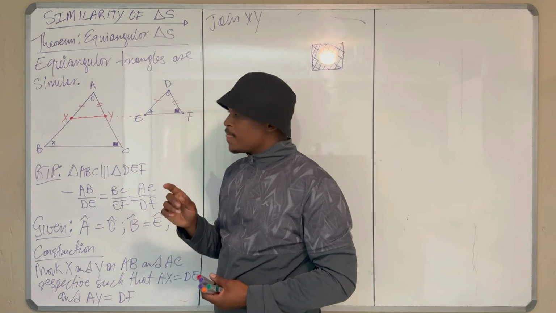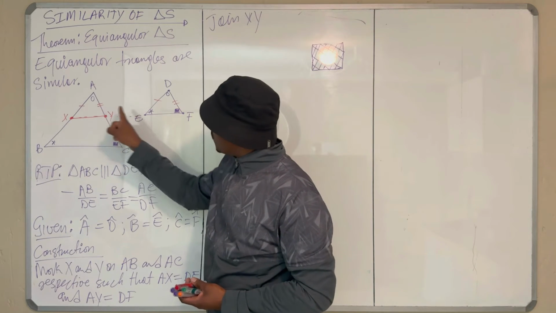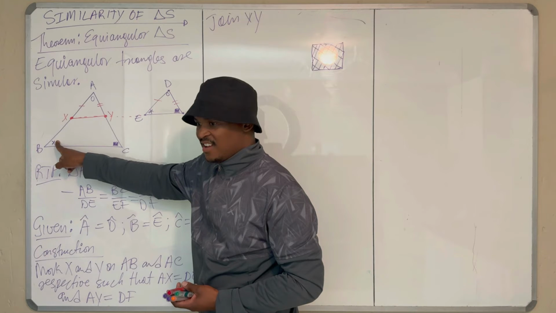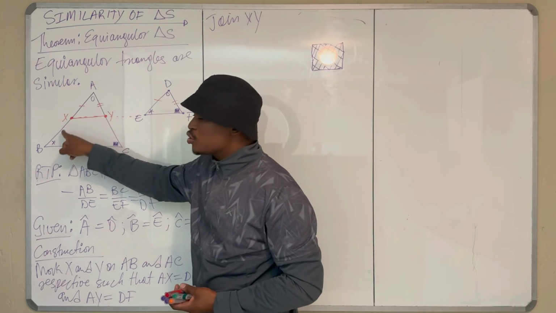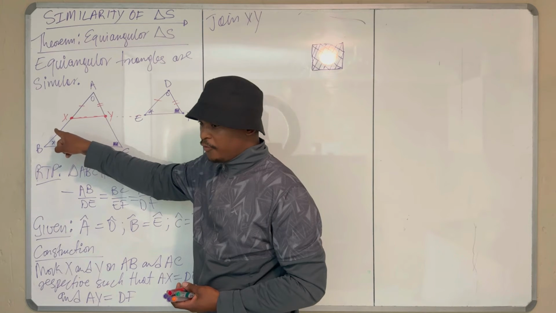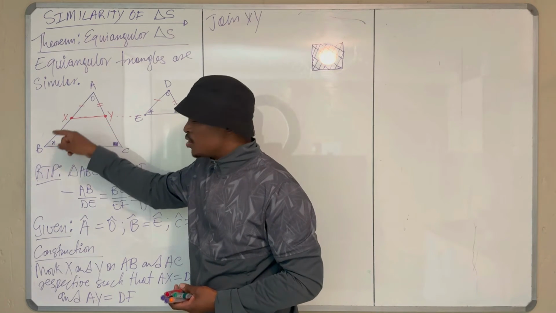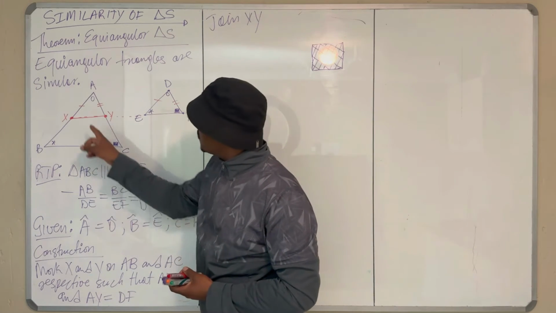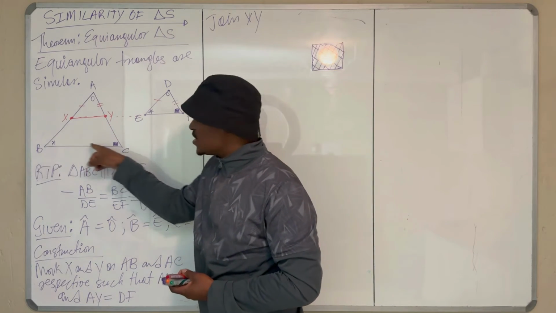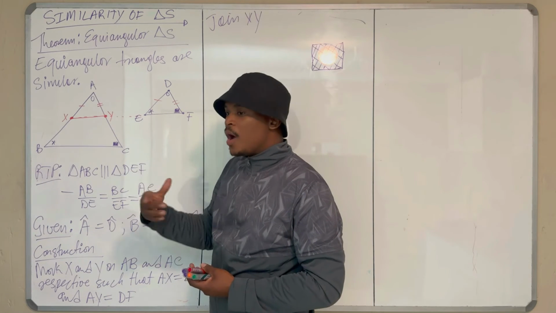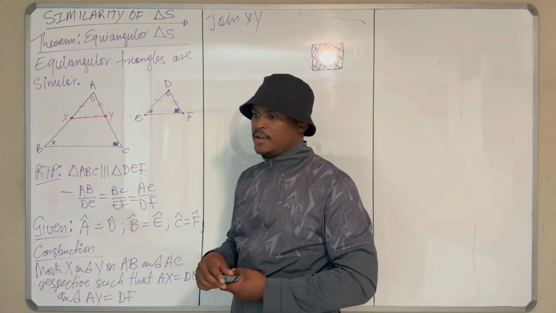If they're congruent, this angle here is equal to this angle here, and this angle here is equal to that angle there. Are you following? Yes. So these two angles will also be equal. Which means if these two angles are equal, these two lines are parallel. And you apply your proportionality theorem going forward.